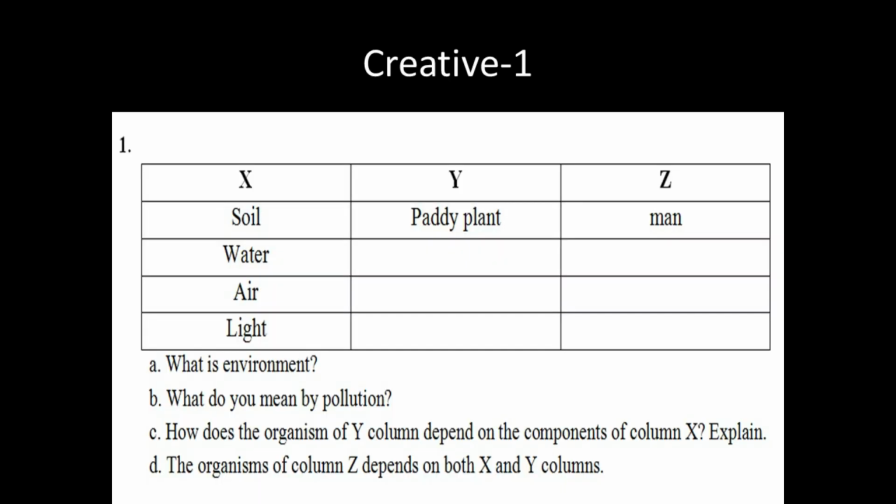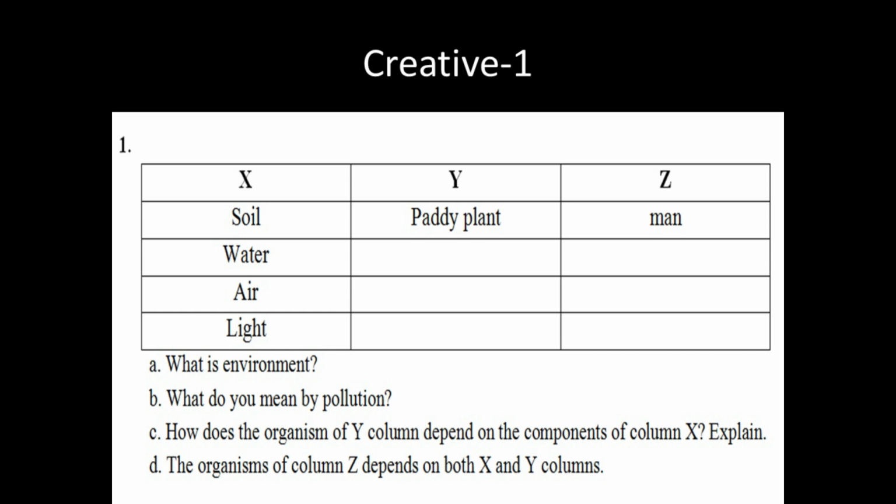So here we can find a box. In this box there were 3 columns. First one is X, second one is Y, and third one is Z. The components of column X: soil, water, air, light, and the component of Y is paddy plant, and the component of Z is man.